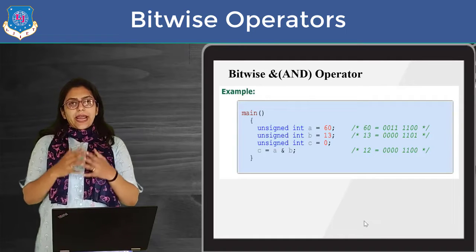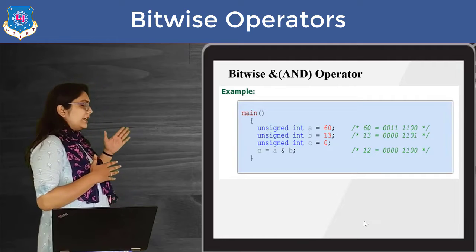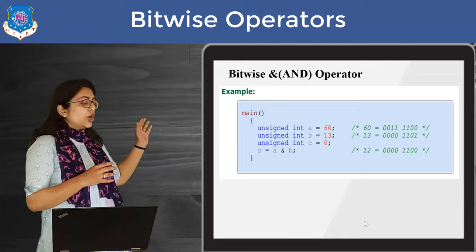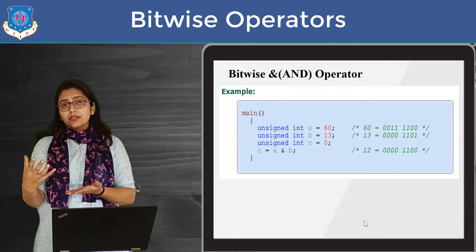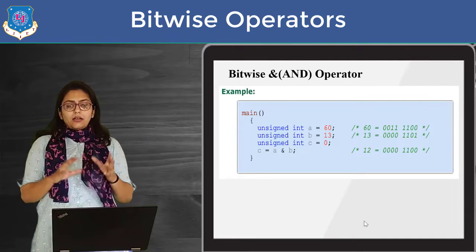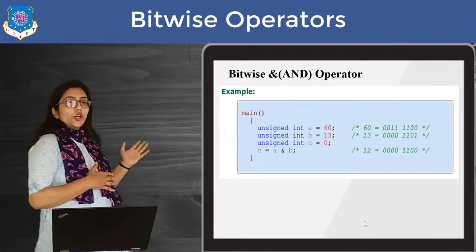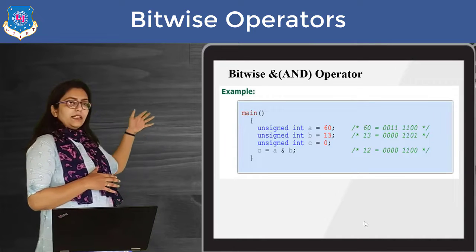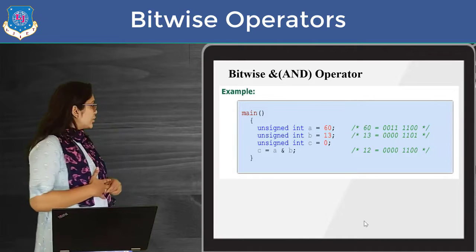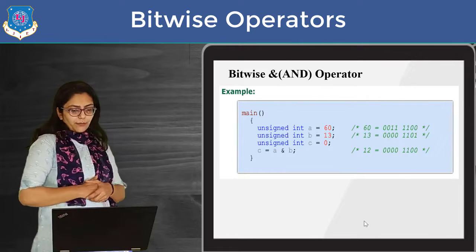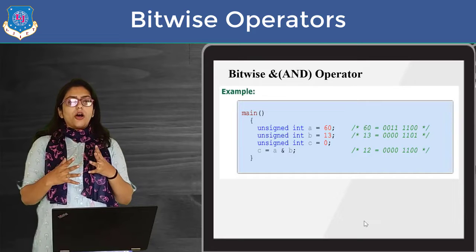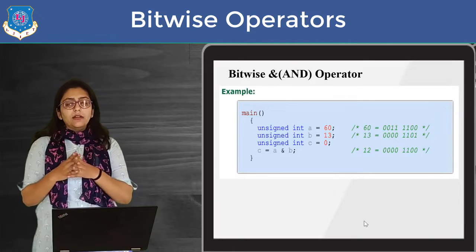Now here I have declared a as 60, but you will see in the comment that 60 can be represented in the form of 8 bits. So if you are representing 60 in machine readable language, at that time it will be represented like that. Then I have declared b as 13, so 13 can be represented in binary in that way, 0 0 0 0 1 1 0 1, right? So you can see the binary representation of both of these numbers, and then I have declared c, which will be used to store the result of ANDing between these two operands a and b.